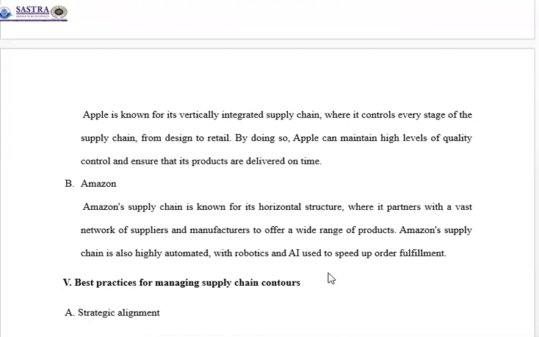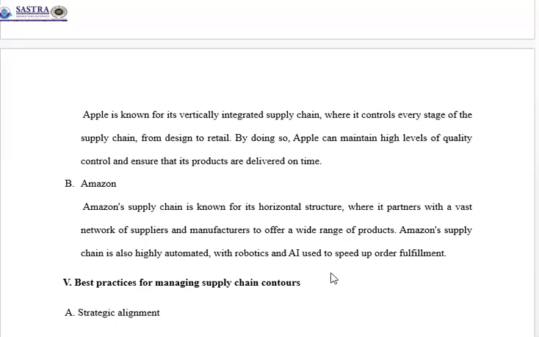Likewise, Amazon's supply chain is known for its horizontal structure, where it partners with a vast network of suppliers and manufacturers to offer a range of products. Amazon's supply chain is also highly automated, with robotics and AI used to speed up their fulfillment.